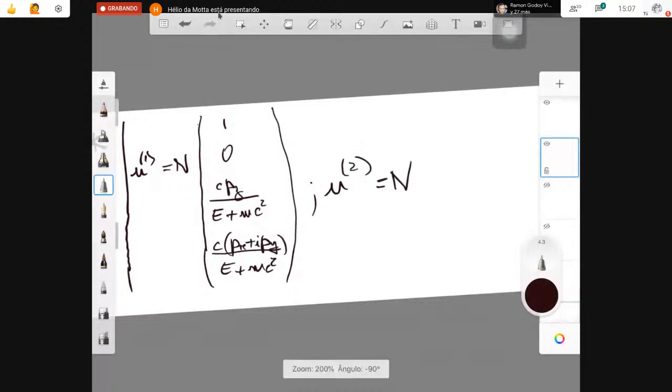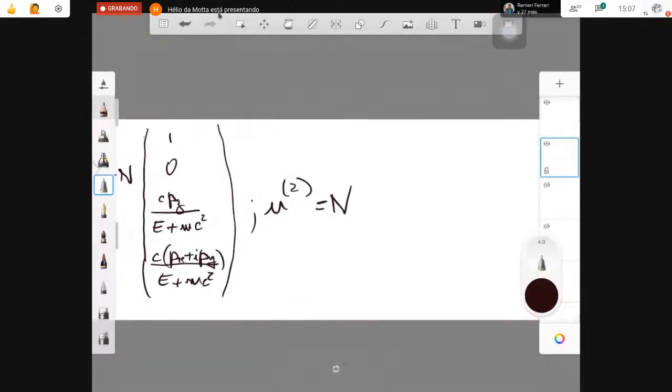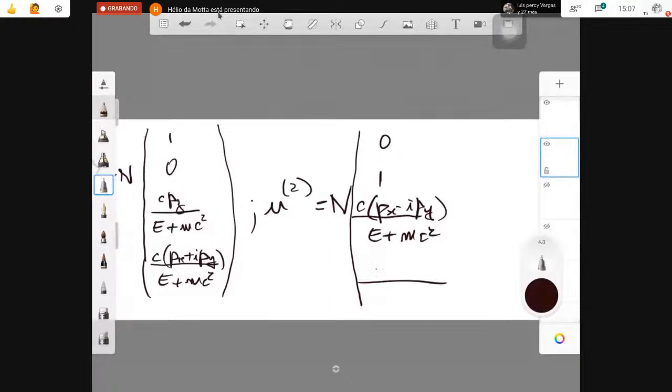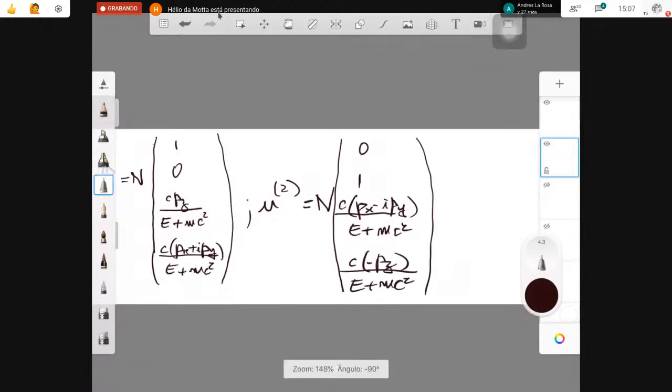U2, N, let's do the normalization. 0, 1, and now we have c(p_x minus i p_y) over E plus mc squared, and here you have c p_z, minus, again over E plus mc squared. It gets much simpler if the particles just go in this direction, as we are going to do.